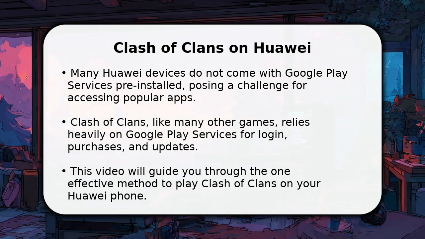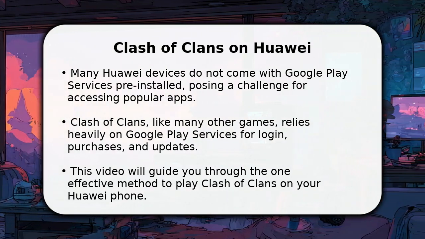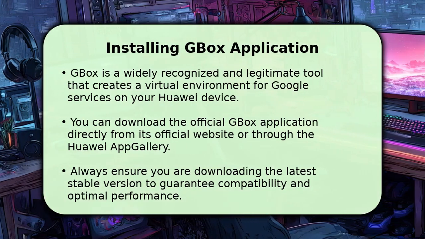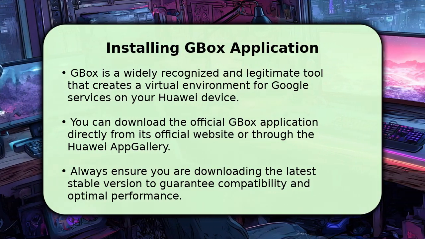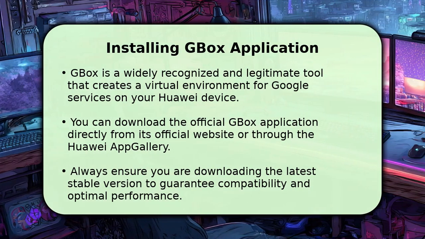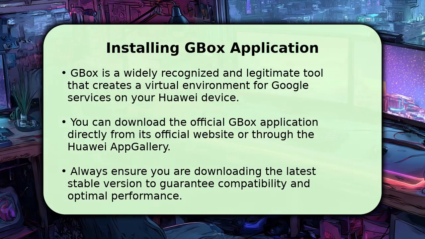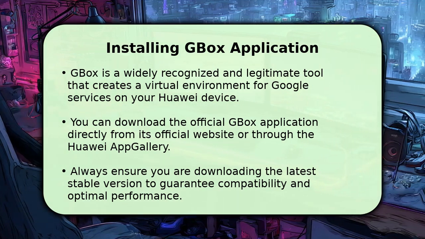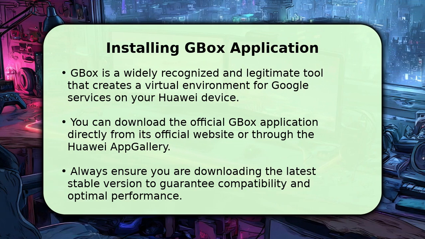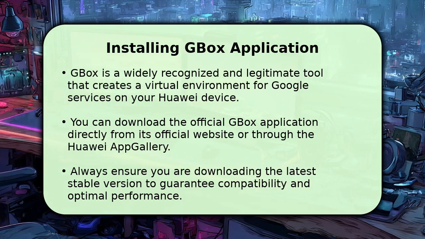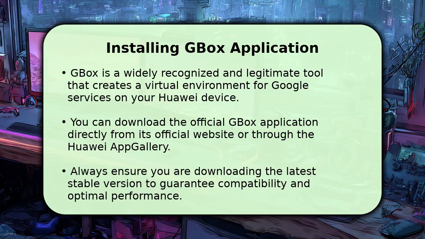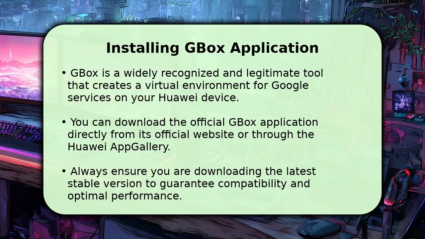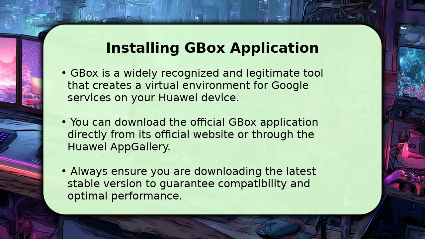This method is straightforward and widely recognized as the most reliable approach. The first crucial step involves installing the Gbox application on your Huawei phone. Gbox acts as a secure container, essentially creating a virtual space where Google Play services can operate. You can easily find the official Gbox download either on their dedicated website or by searching within the Huawei app gallery itself. It is important to download the most recent stable version to ensure full compatibility with your device and to enjoy the best possible experience when running your games.